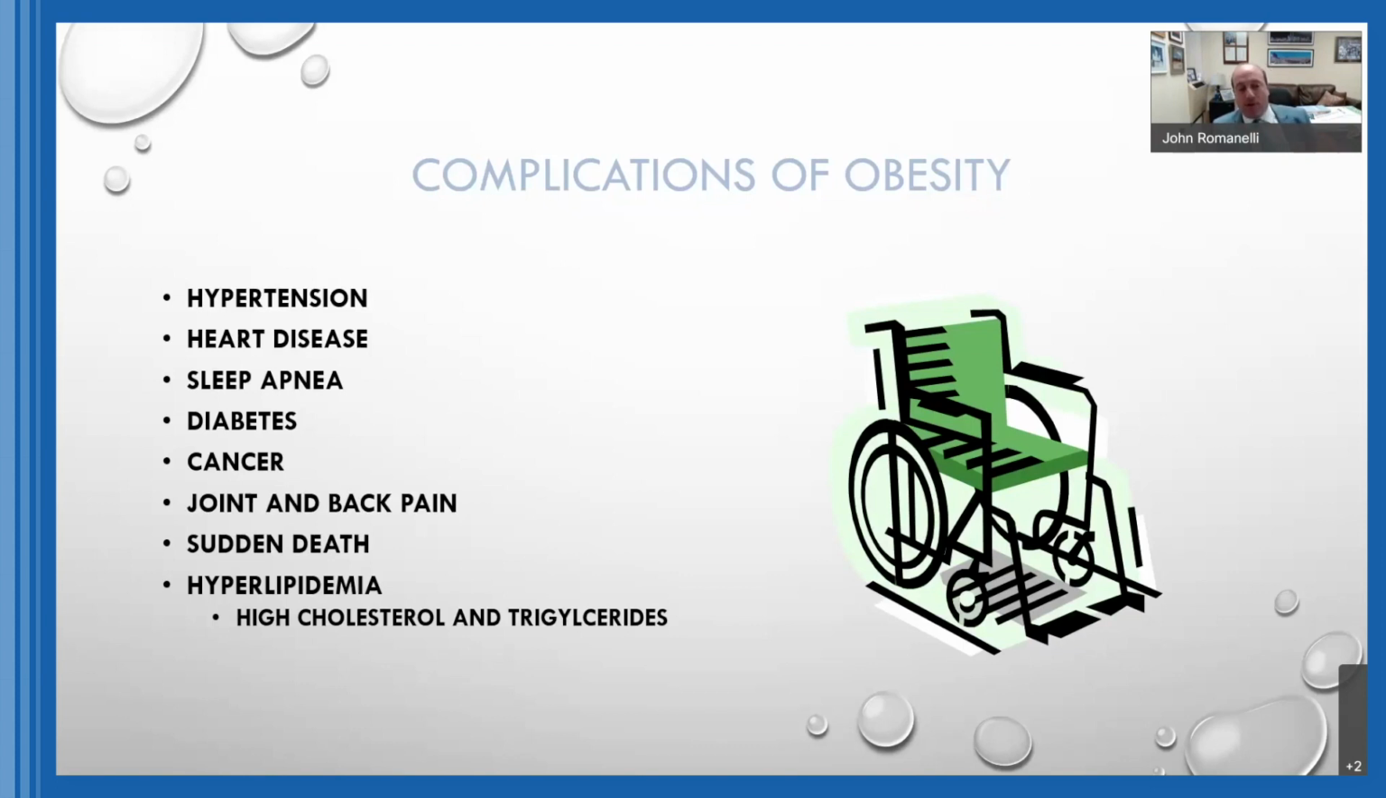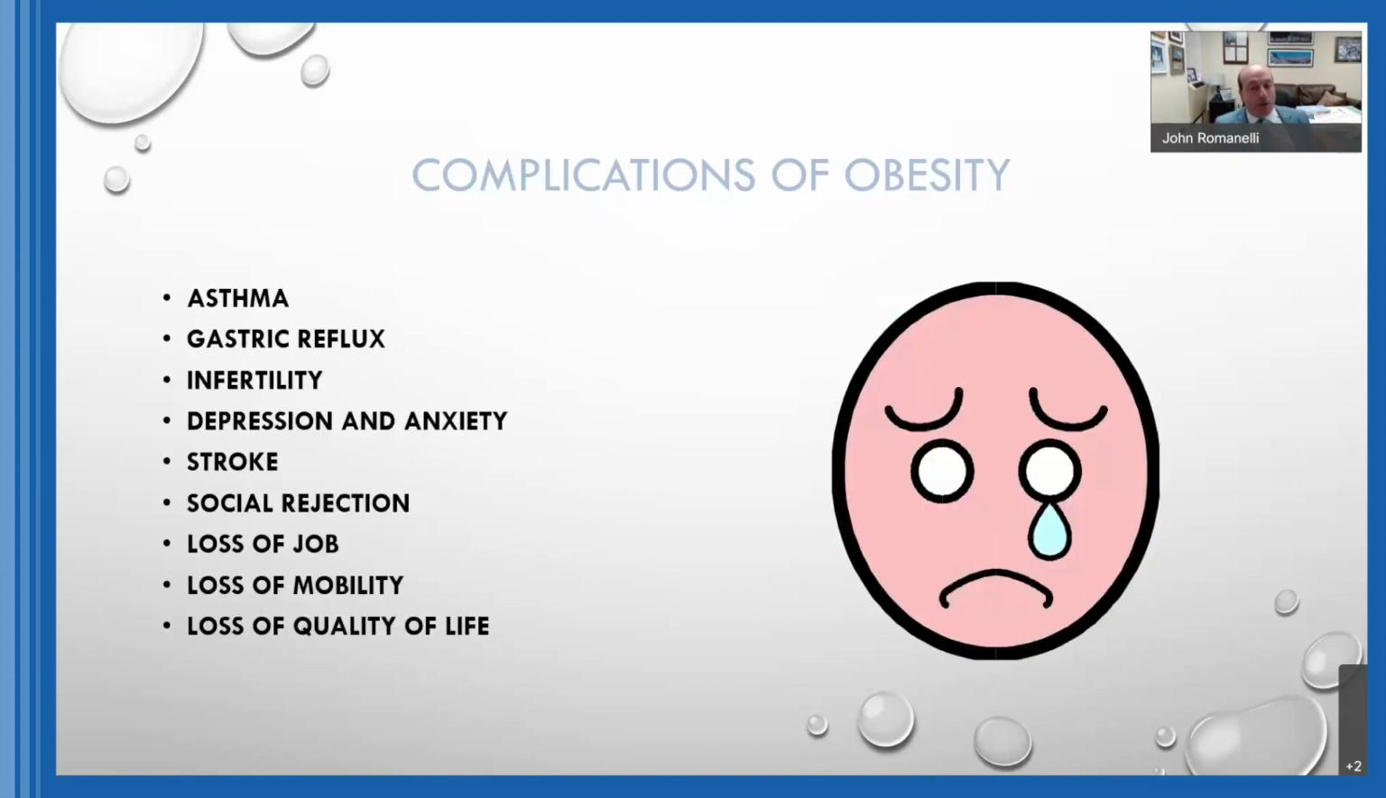Did you know that you have a 4 times increased risk of suddenly dying if you're morbidly obese? How about hyperlipidemia, like high cholesterol and high triglycerides? Oh, there's more though. Asthma, gastroesophageal reflux disease, infertility, depression, anxiety, stroke.